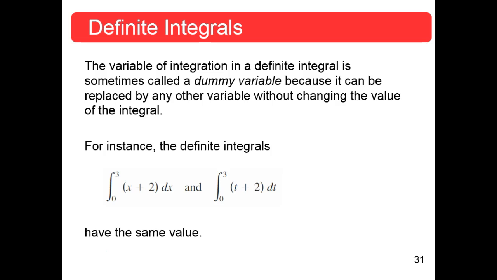The variable of integration in a definite integral is sometimes called a dummy variable. Not because it's dumb. It just, in a definite integral, you're going to lose it anyway. So it doesn't matter what you call it. Okay? Because it can be replaced by any other variable without changing the value of the integral. For instance, the integral from 0 to 3 of x plus 2 dx is the same as the integral from 0 to 3 of t plus 2 dt. It doesn't matter what you call the variable, you're doing the integral of that.